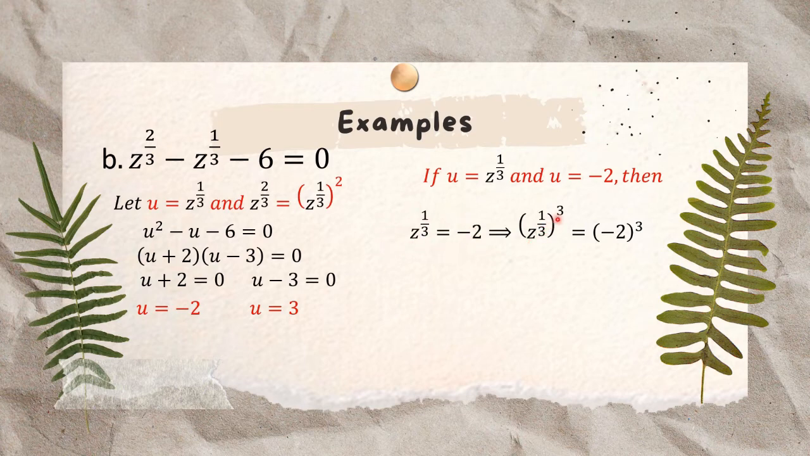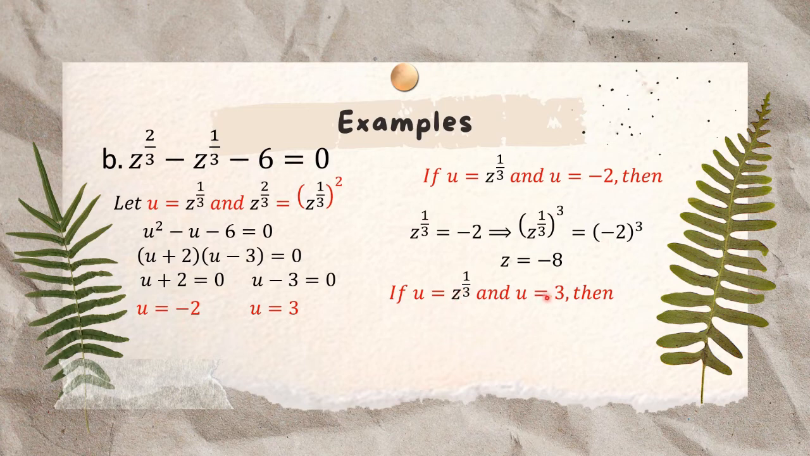We're going to raise both sides by 3, so the exponent of z will become 1. Therefore, we have z raised to -8, since -2 raised to 3 is equal to -8. This means that we're going to multiply -2 thrice. We have -2 times -2 is +4, times -2 is -8.